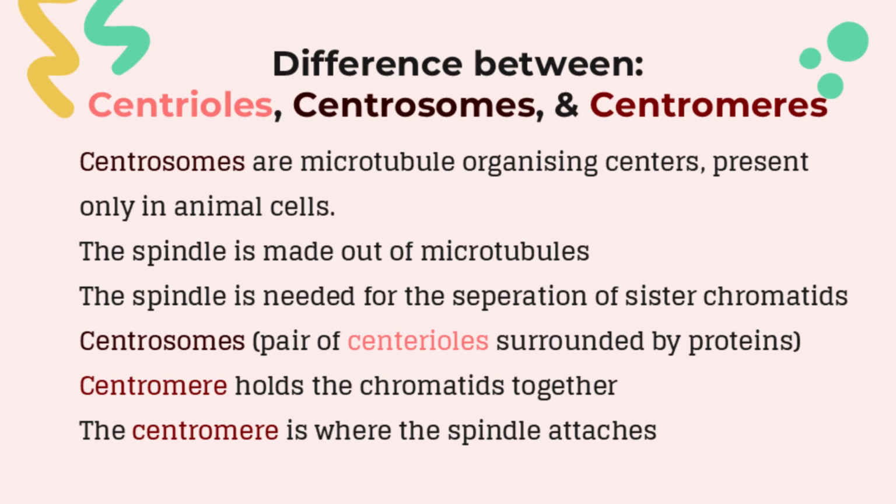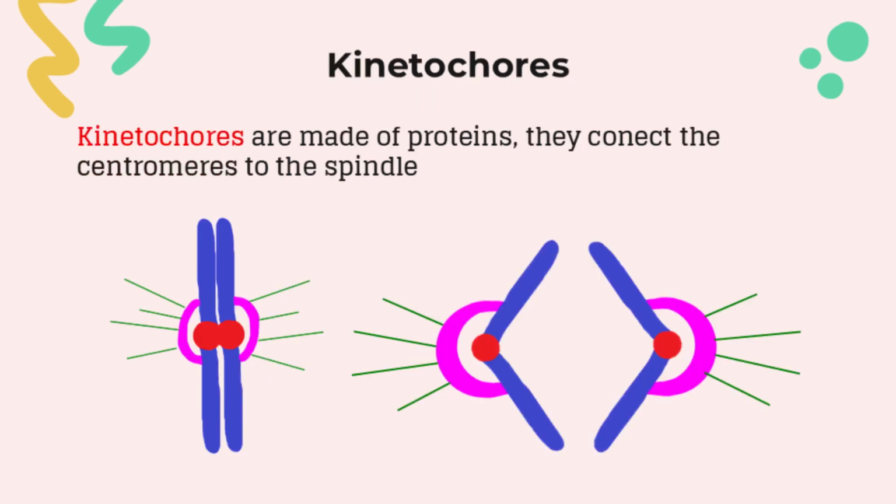Next is a centromere. The centromere holds the chromatids together. The centromere is where the spindle attaches, at the kinetochore. Kinetochores are made of proteins. They connect the centromeres to the spindle. As you can see, they are the pink highlighted area. The first stage is in metaphase and the second one is during anaphase.